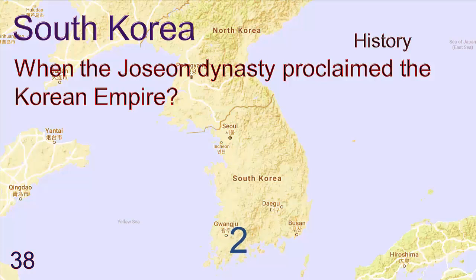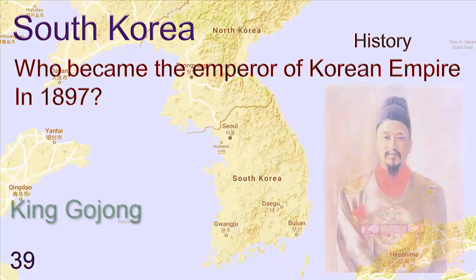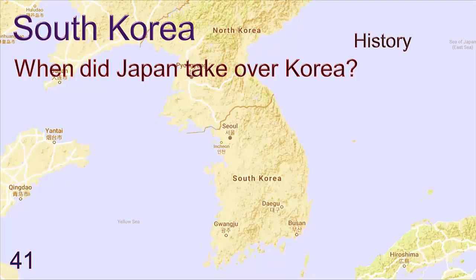In 1897. Who became the Emperor of the Korean Empire in 1897? King Gojong. When did the Russo-Japanese War push the Russians out of the fight for Korea? In 1904. When did Japan take over Korea?